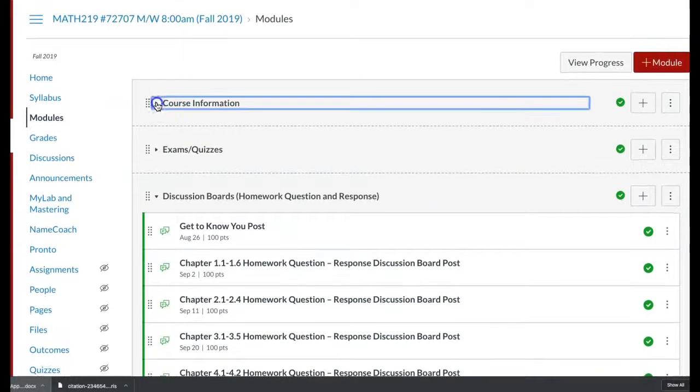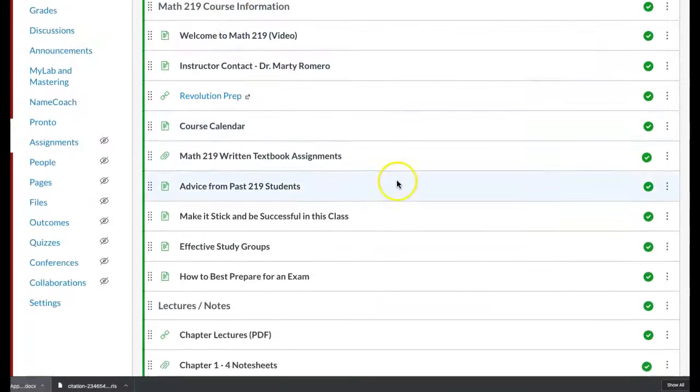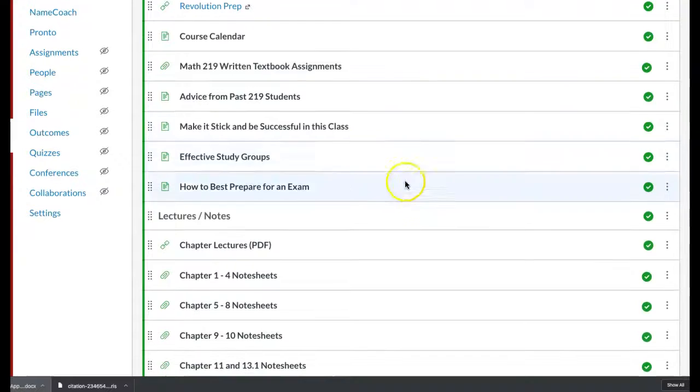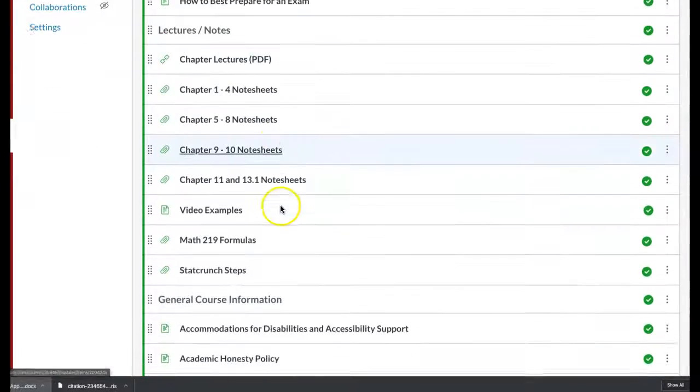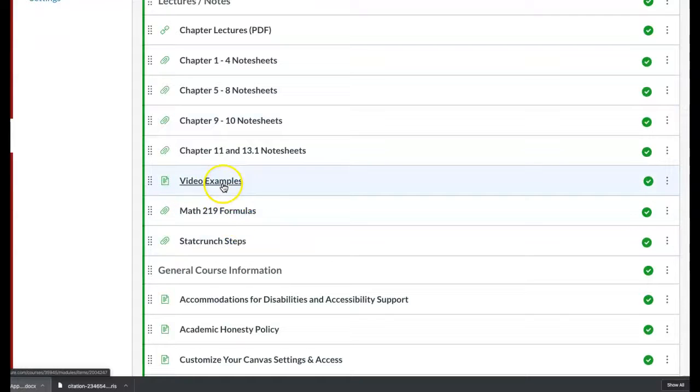And then in the course information section, I post other supports: some advice on how to be successful in a math class, how to use effective study groups. I've given kind of an outline of what to do in study groups, how to best prepare for an exam, all the note sheets, the formula sheets, StatCrunch, which is the software we use. Video examples is another one.